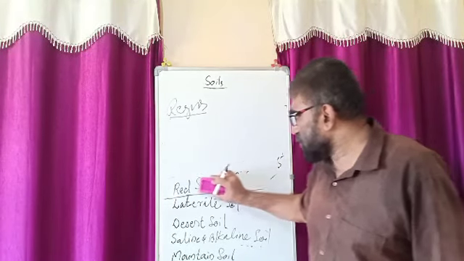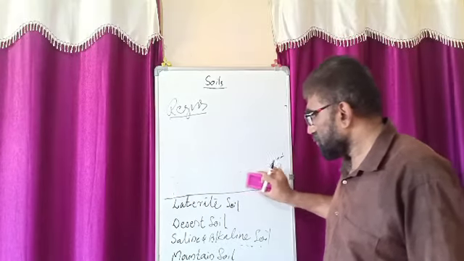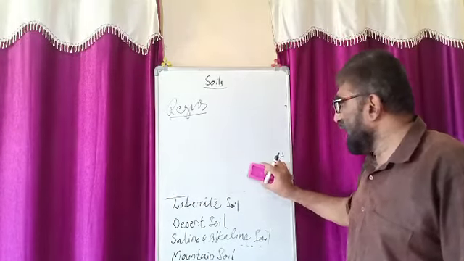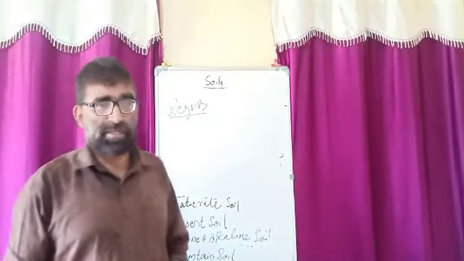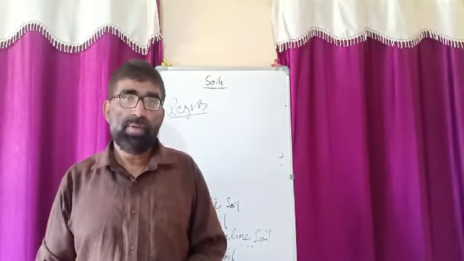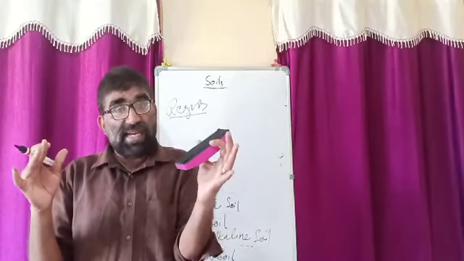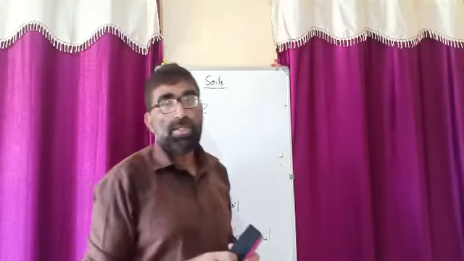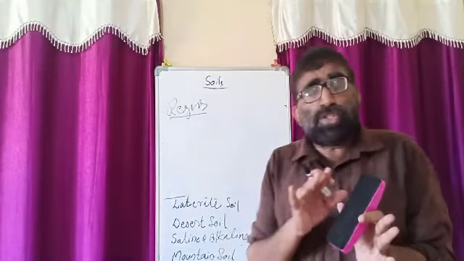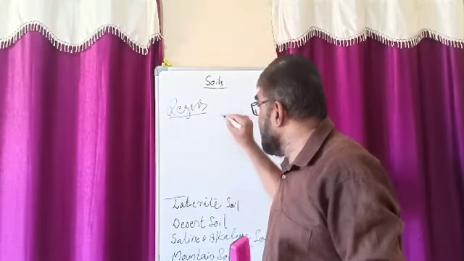Then another soil is called laterite soil. It is also called lateritic soil. Actually, this soil is used to make brick. It's brick soil. It becomes hard like iron when it is exposed to air. And the laterite soil is formed by the process called leaching.